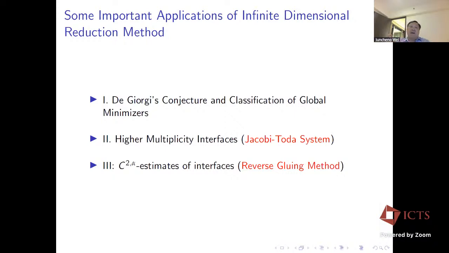So let me now give you some applications of this inner-outer gluing. First is the de Giorgi conjecture and the classification of global minimizers, and higher multiplicity interfaces, the Jacobi-Toda system, and the C2 alpha estimate for interfaces. And this is the reverse gluing method.